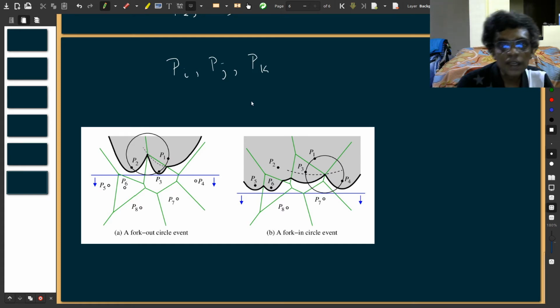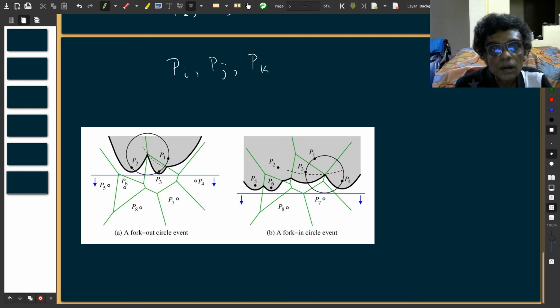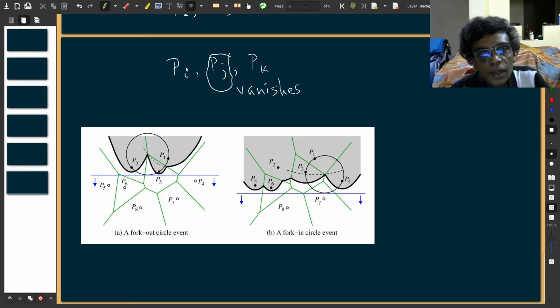this PJ, the arc corresponding to the site PJ, this vanishes. Okay. PI and PJ grow in order to eat the complete intermediate arc, PJ sitting between them. Okay. Here it is P2, P1, P3.